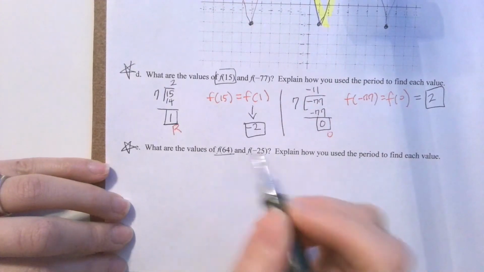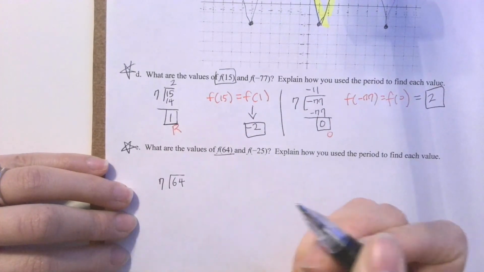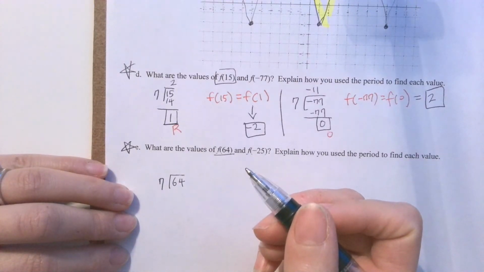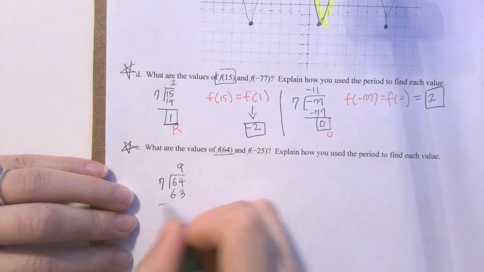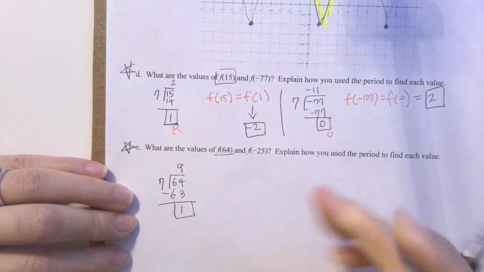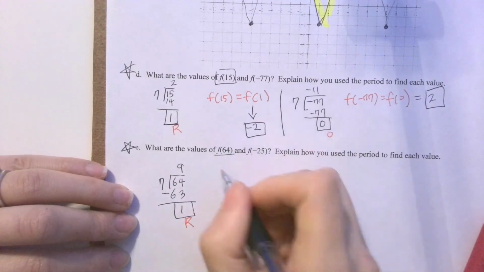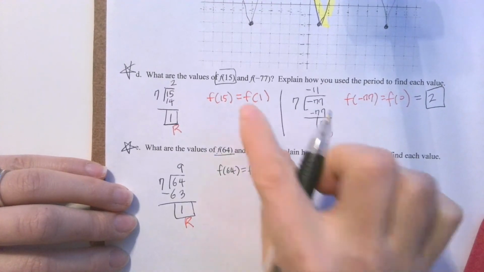f of 64, so that has a period of 7. I'm going to divide by 7. All right, did you hear me saying Korean? Yes, I'm from Korea. All right, so the remainder is 1. That means f of 64 is equal to f of 1. Didn't we do that already? Yeah, f of 1 is negative 2.